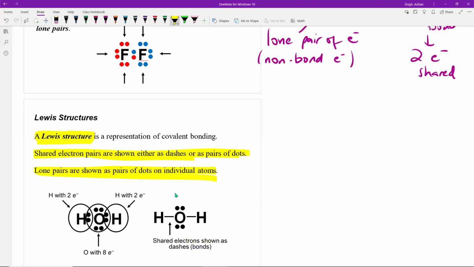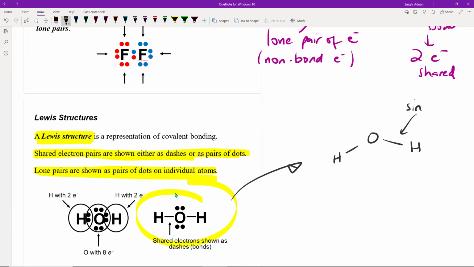In the case of water, we'll go through how we draw the Lewis structures for molecules. Water actually is going to look like this. I have an O in the middle, and I have two hydrogens on either side connected via two single bonds. And on the oxygen, I still have two lone pairs.